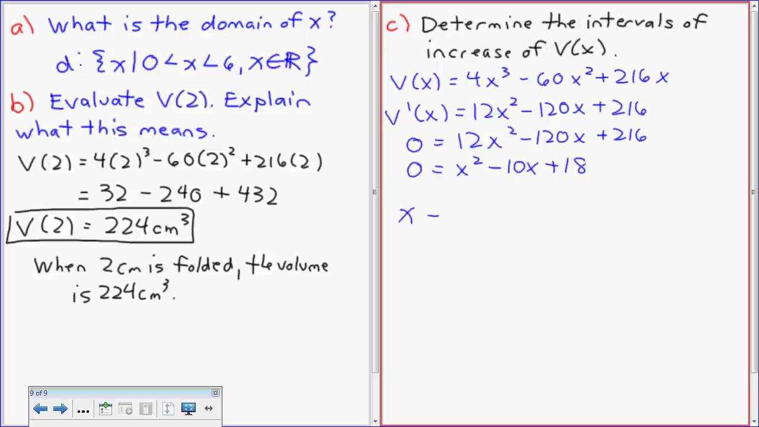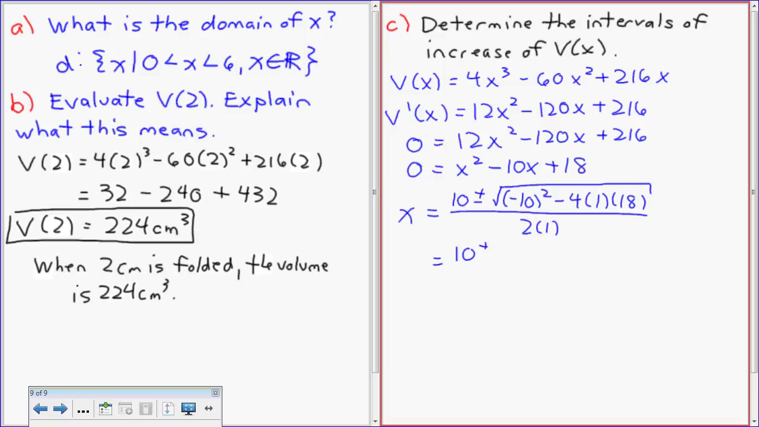X is equal to 10 plus or minus the square root of negative 10 squared minus 4 times 1 times 18, all over 2 times 1, which is 10 plus or minus the square root of 100 minus 72. 8 times 4 is 32.